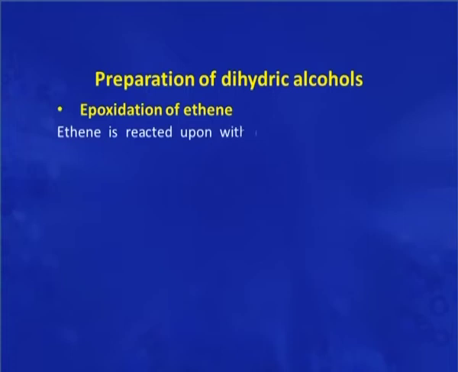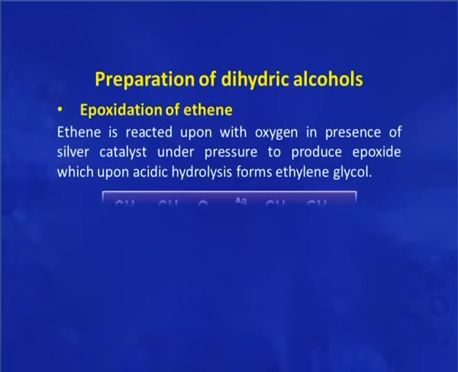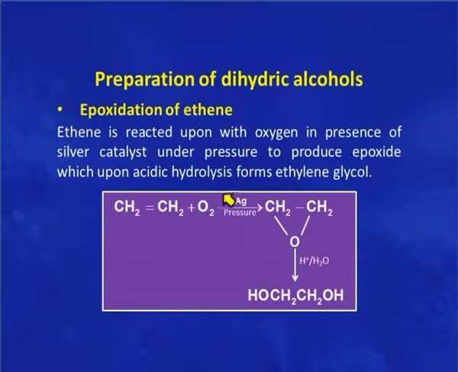Epoxidation is a method in which ethene is reacted with oxygen in the presence of a silver catalyst under pressure. First there is formation of epoxide, and then the epoxide hydrolyzes to ethylene glycol. This method is used for the industrial preparation of ethylene glycol.